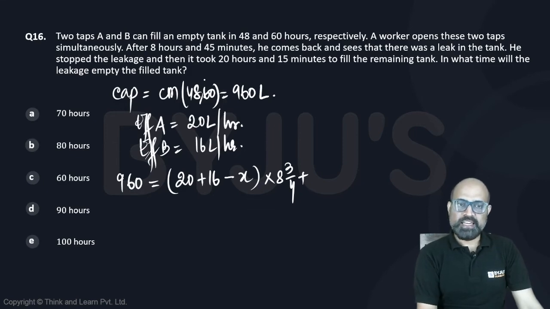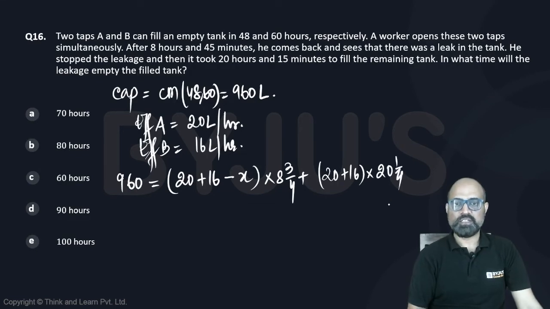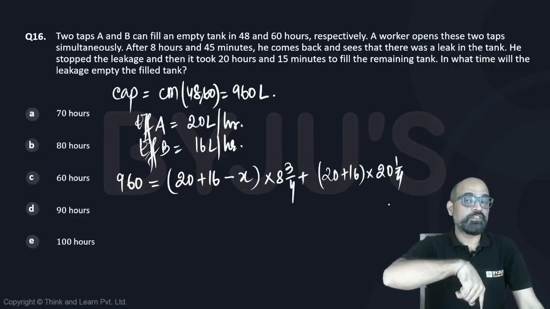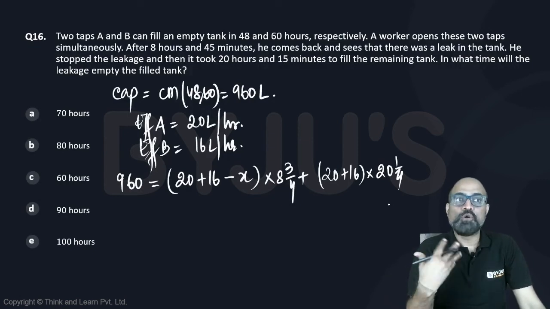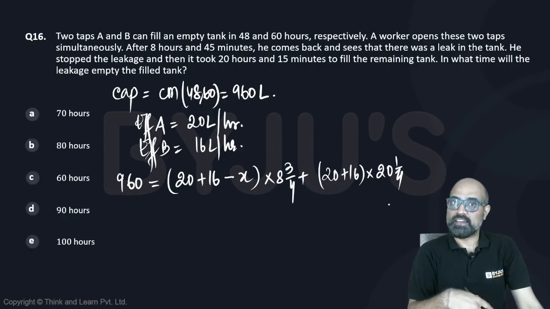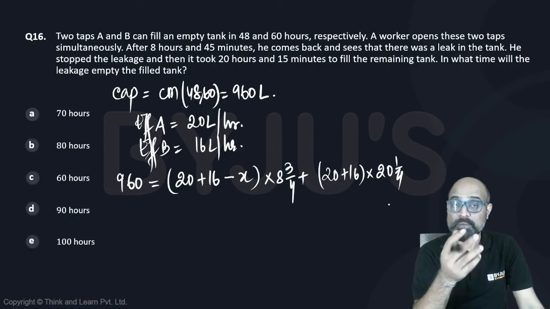He stopped the leakage. That means now only the 2 inlet pipes are working. And it took them 20 hours and 15 minutes to fill the remaining tank. So if you solve this, we'll get the value of X. That's the efficiency of leakage. We can use that with 960 to get the value of for how long the leakage will take to empty the tank.